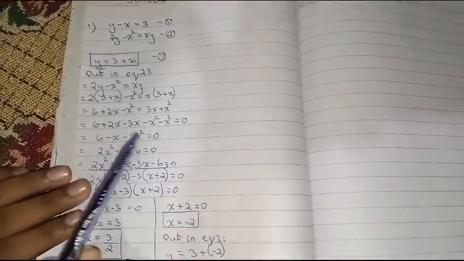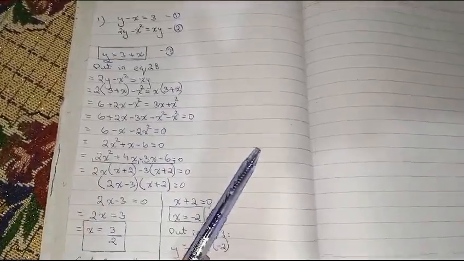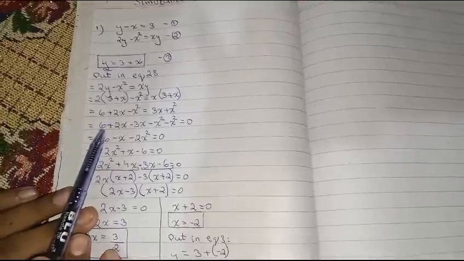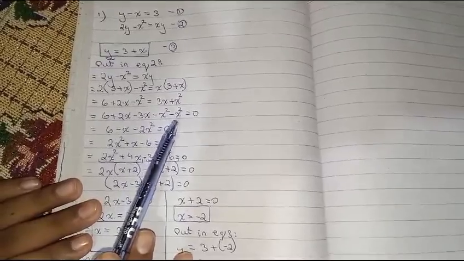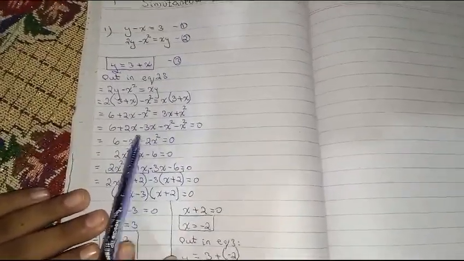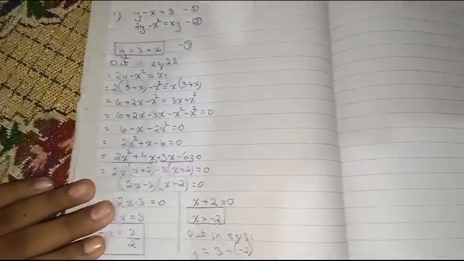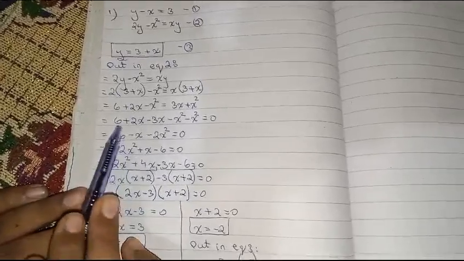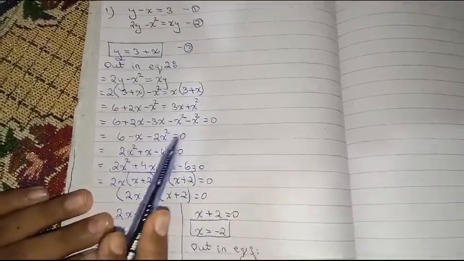When 3x plus x square is shifted to the left hand side, we get 6 plus 2x minus 3x minus x square minus x square equal to 0. So we can simplify the like terms, we can add and subtract the like terms. So 6 minus x minus 2x square equal to 0.